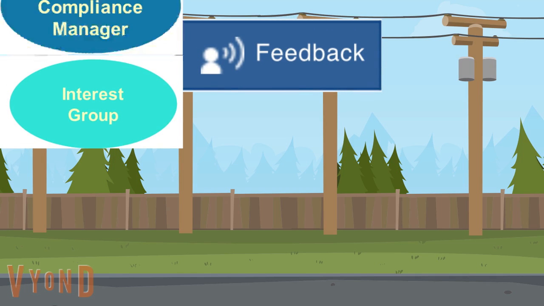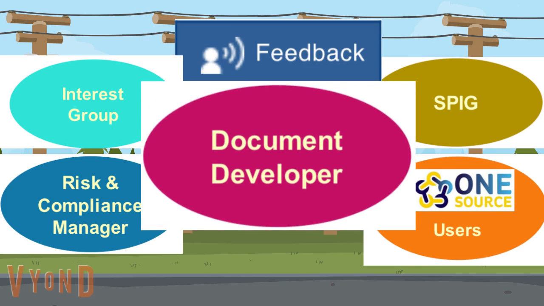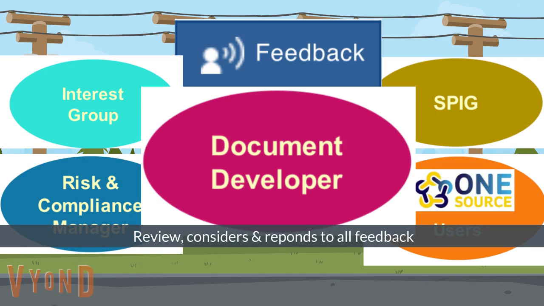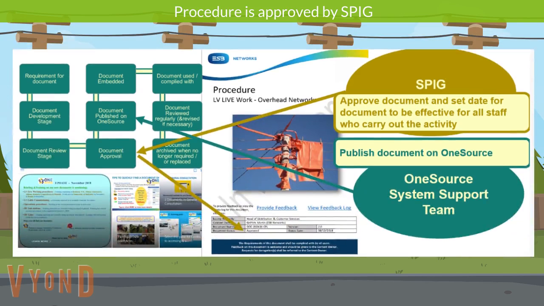And when each individual or group reviews the document and submits feedback, the document developer reviews, considers and responds to the feedback and makes changes to the document where necessary. And when the review stage is over and all feedback considered and responded to, your procedure is approved by the SPIG.